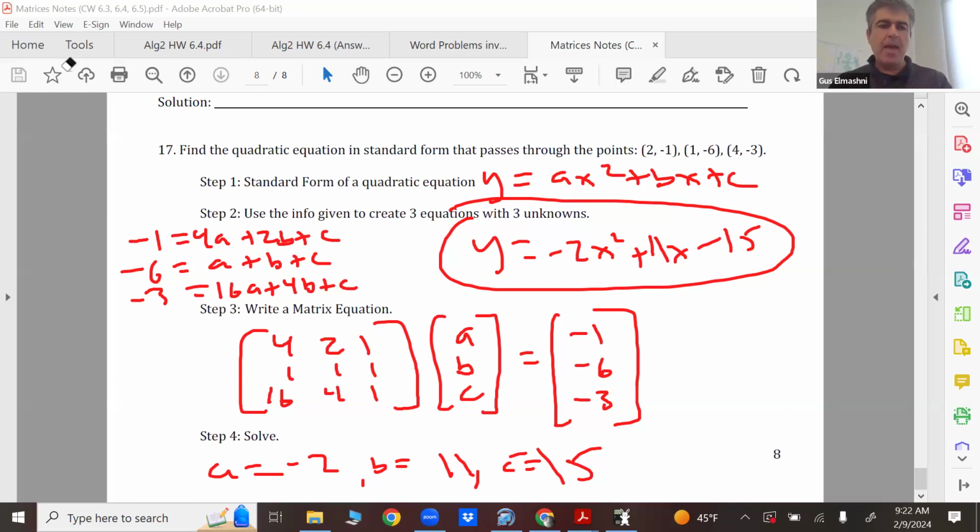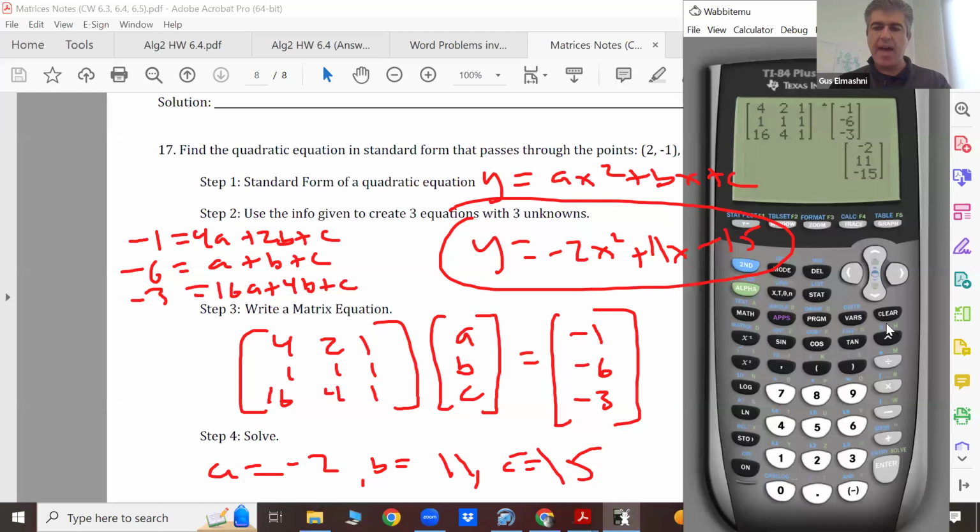And by the way, if you wanted to, you could go to stat. Depends what I ask you to do, but like 2, 1, and 4. -1, -6, and -3. Stat, calc, option 5, calculate. You get the same thing. So you can do that too.